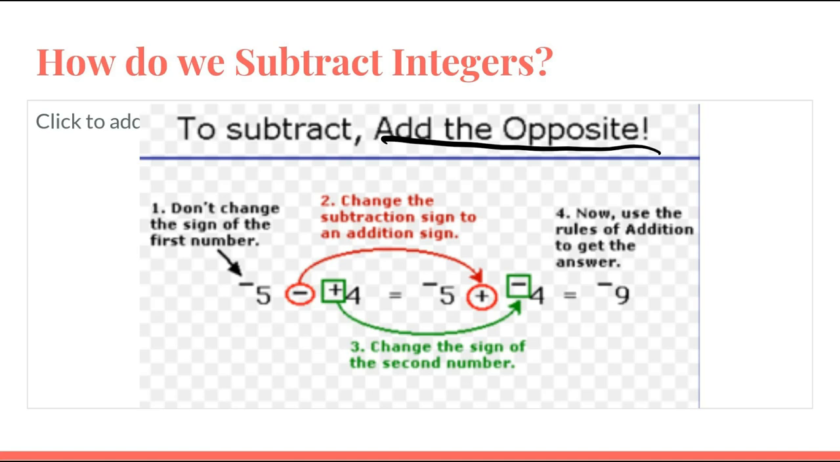What I like to say is we keep, change. And what I mean by that is, when we look at a sample problem, I'll show you exactly what that means. But to sum it up, we don't change the sign of the first number, we leave it the same. In this case, it's a -5. We change our subtraction sign to an addition sign, and then we change the sign of the third number. Then once we have that, we just have an addition problem that we can follow the rules for addition. It sounds confusing, but when we look at an example, it's pretty easy.